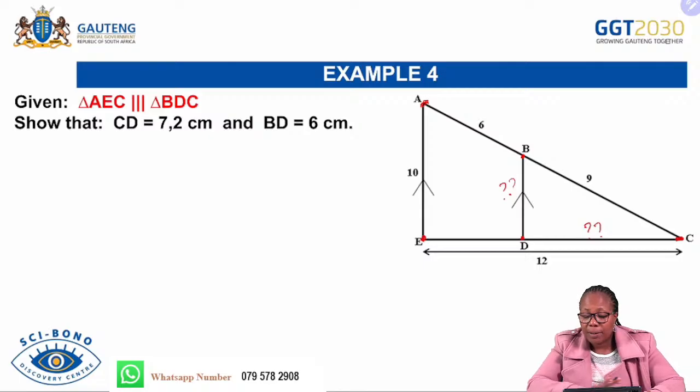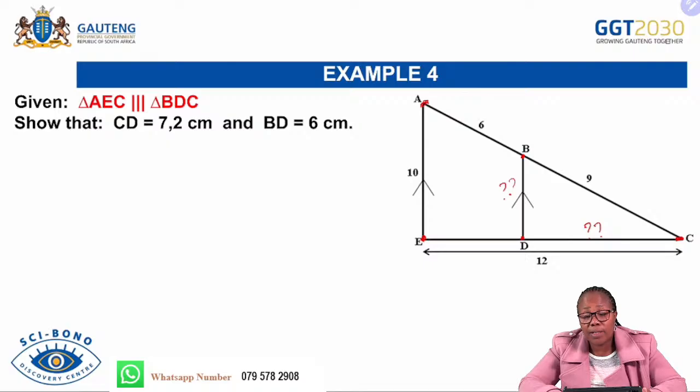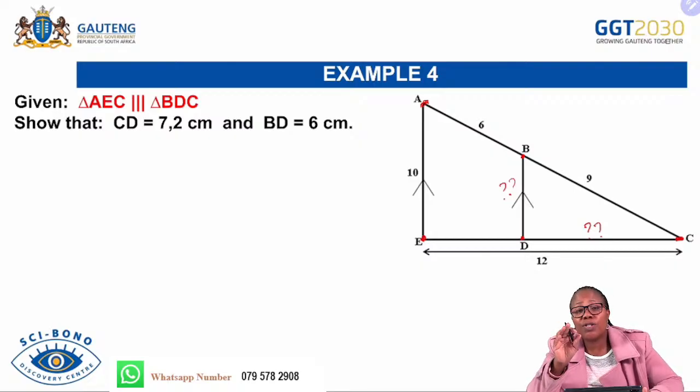Now, remember we are talking about sides now. We are not talking about equiangular, right? Here we are given sides now. So we are going to use the sides. Remember when you talk sides, we are talking ratio in proportion, right?